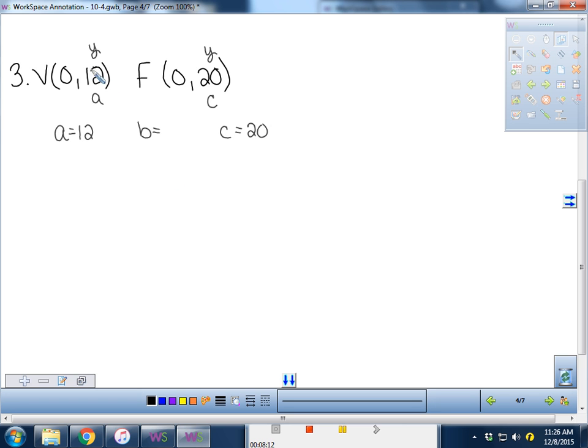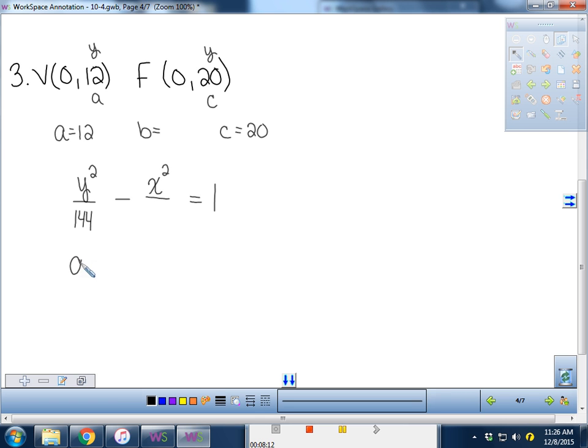So since A is going to be the 12, that means that's going to go underneath the y because it's in the y spot. And that means y is going to be first because A is always first. So I have y squared over something minus x squared over something equals 1. And I know that a squared has to go underneath the y. So 12 squared is 144.